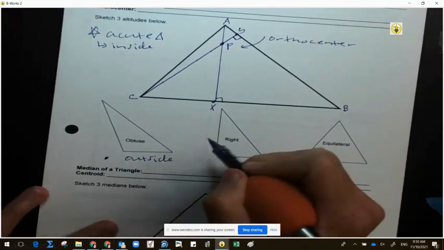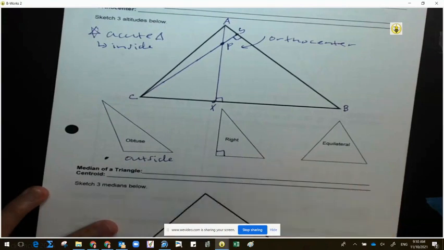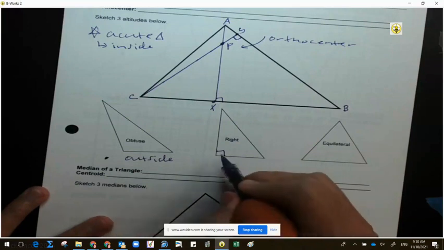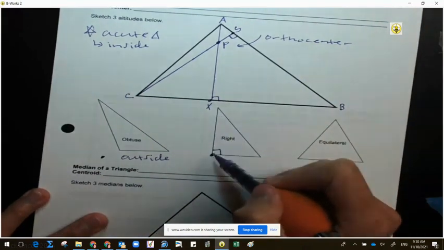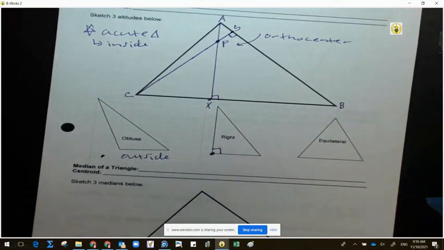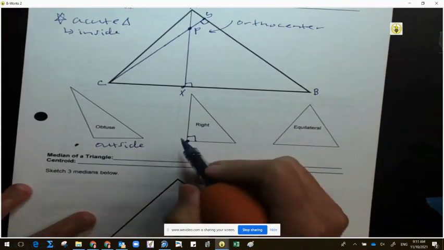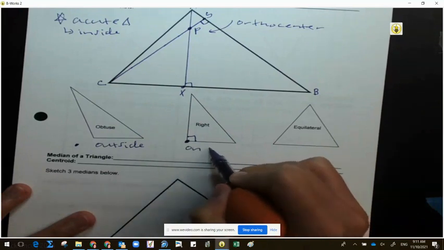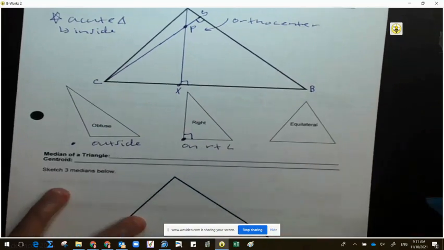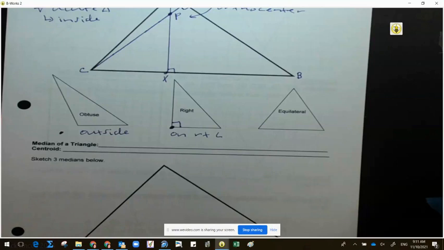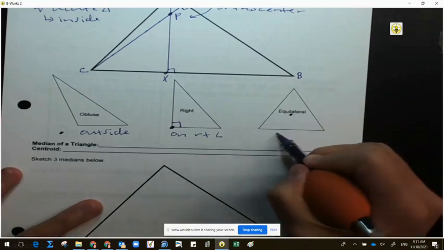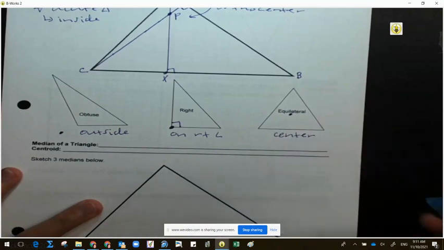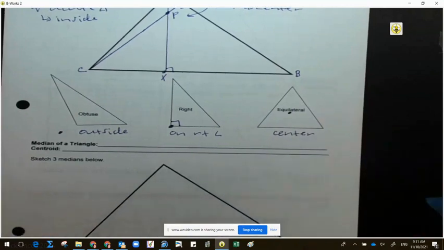Now, for the right triangle, because the orthocenter has to do with the right angle, where do you think it's going to lie exactly? On the right angle. Because I know that is one line, two lines, the concurrent point is that intersection. So let's write it's on the right angle, because it is the orthocenter, altitudes. For equilateral, it is as specific as it could get, so it has to be right in the middle. You could say center or the inside, but center is more specific.